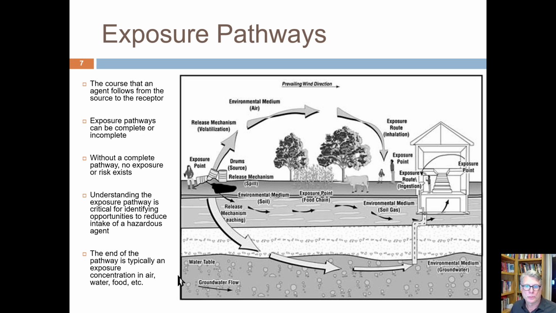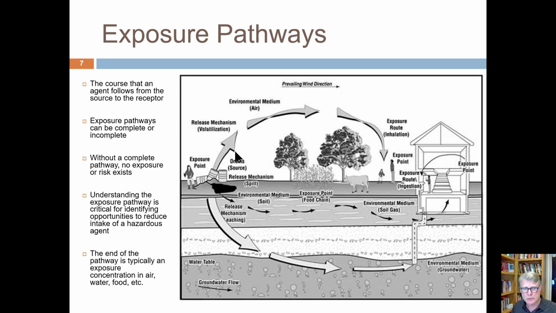Another important part of exposure to be aware of is this concept of exposure pathways. An exposure pathway is the course, meaning the route, that an agent follows from where it was released to the environment all the way through to the so-called receptor, right? And here in public health and environmental health, we're usually interested in human receptors. So it's the pathway that this substance takes.